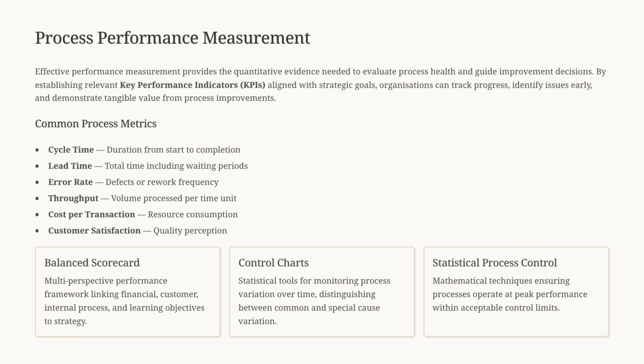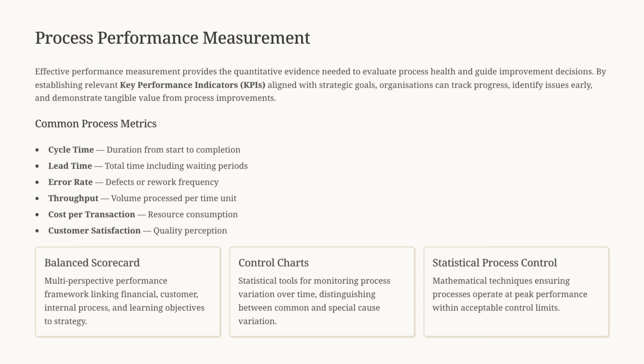Once changes are in place, how do we know they're actually working? That's where performance measurement comes in. You can think of this stage as holding up a mirror to your process. It reflects back the results of your improvements. We use key performance indicators, or KPIs, to evaluate success. These metrics provide objective evidence of whether your process is delivering value.